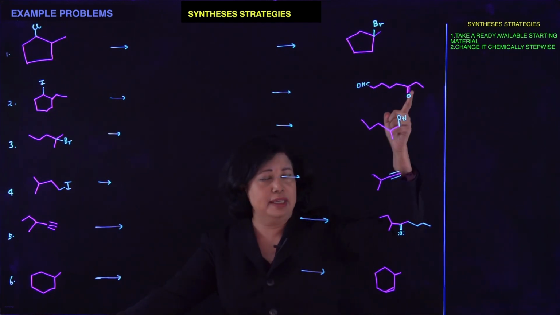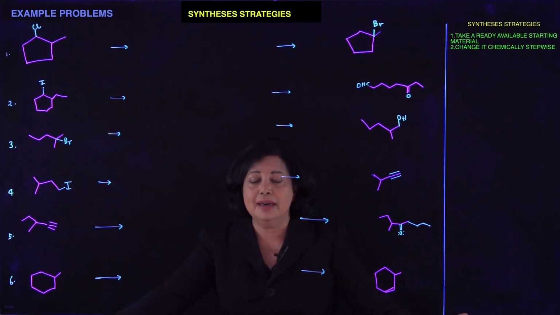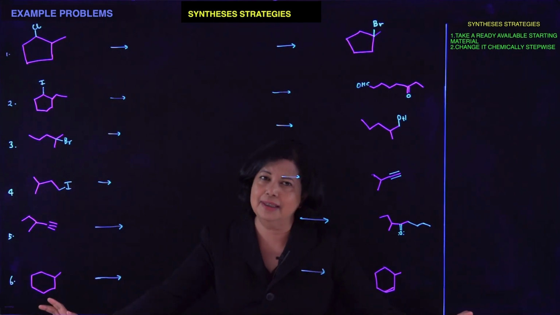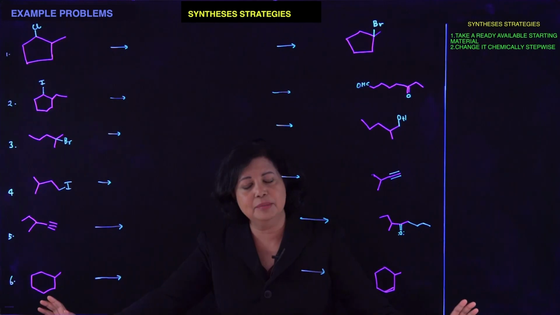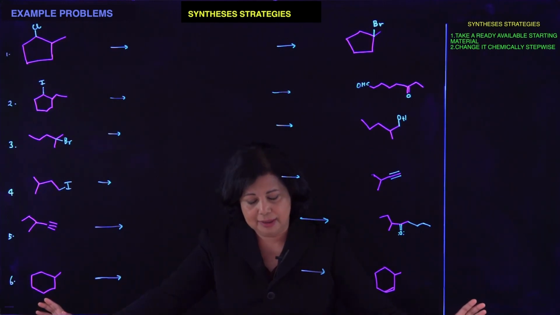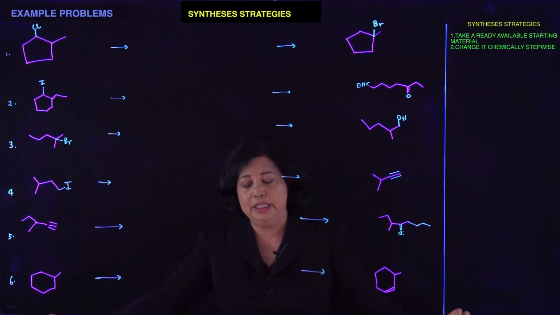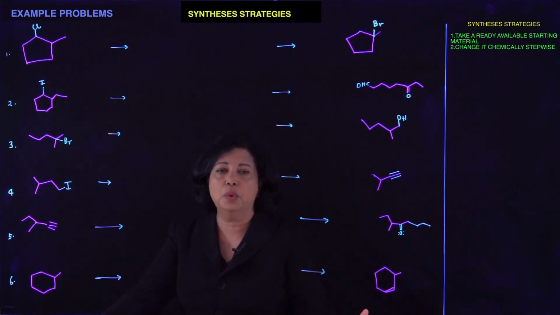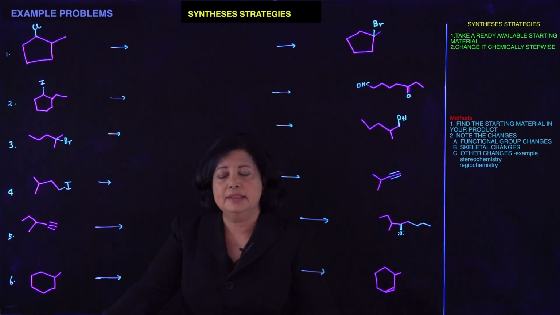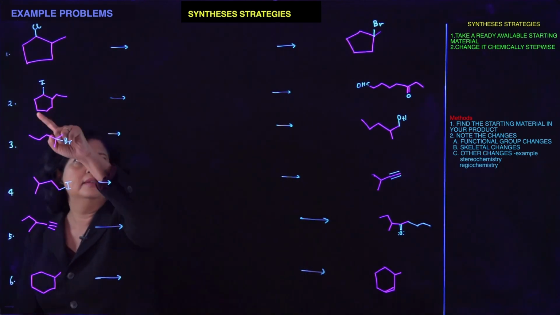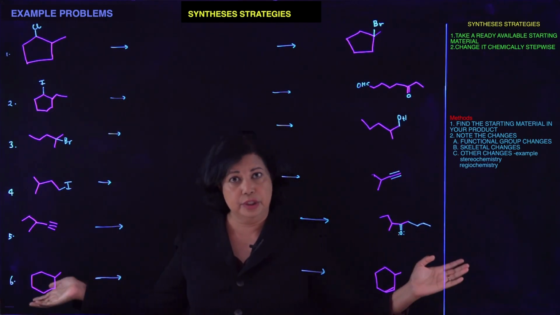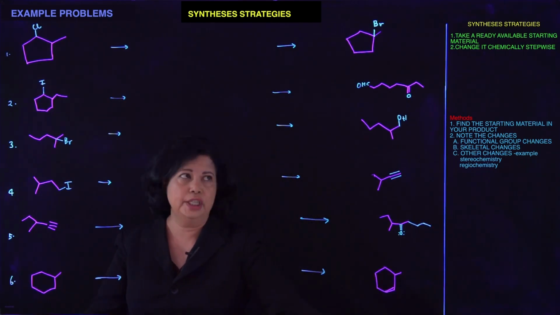The first thing to do is find the starting material in your product, so at least you know what changed and what didn't. So find the starting material in your product, and then you can see what the changes are. What are the functional group changes? What are the skeletal changes? Skeletal change meaning, for example, this is a cycle. This is an open chain. That's just a big skeletal change.